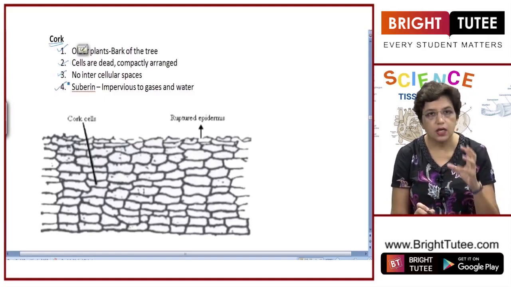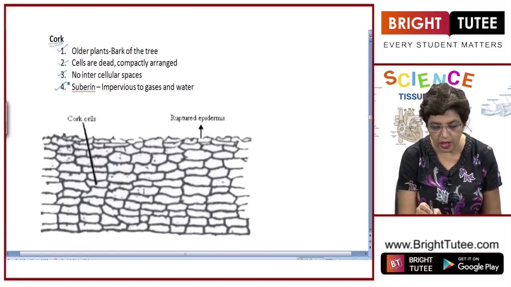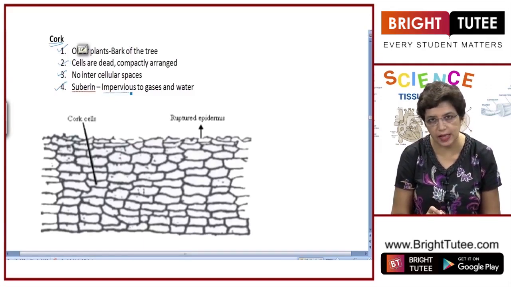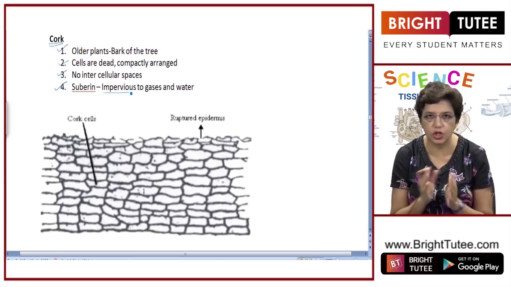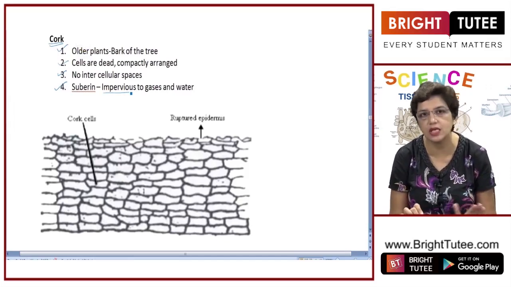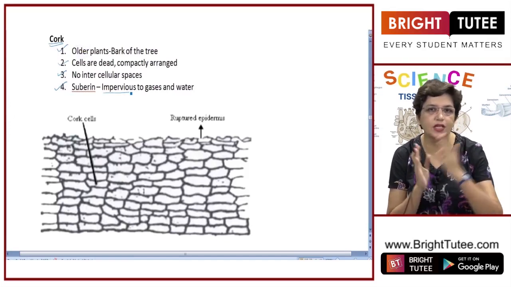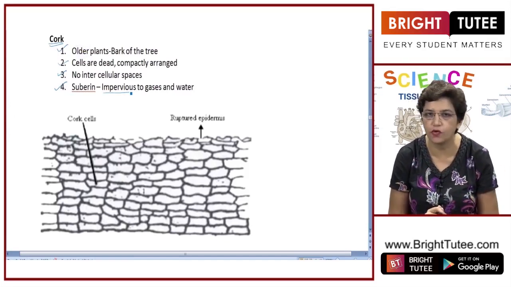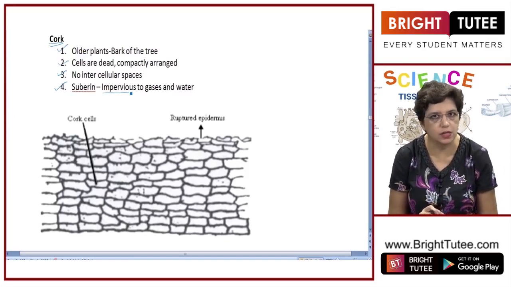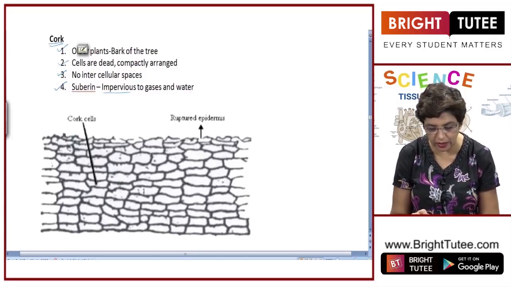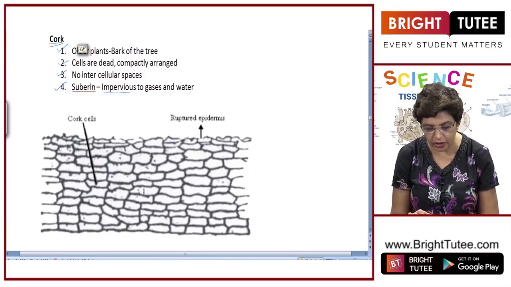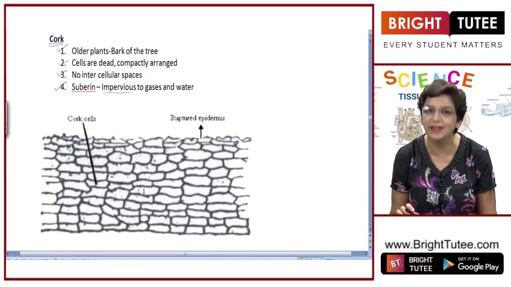They secrete a chemical which is called suberin, which is impervious to gases and water. So gaseous exchange or water exchange cannot take place through these cork cells. So they prevent water loss or infection from any microorganisms from outside. So this is the structure of cork cells. You can see they are so compactly arranged with the thick cell wall, and there is no vacuole, no nucleus, because these are dead cells.